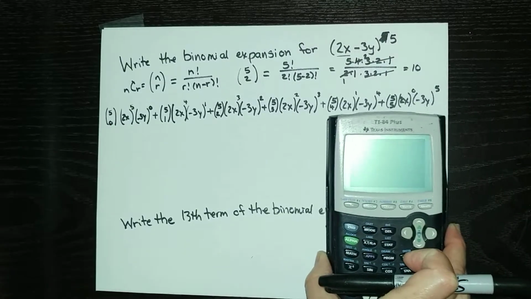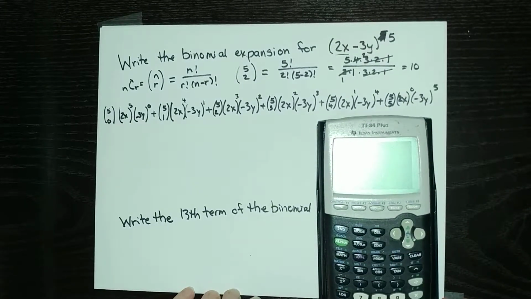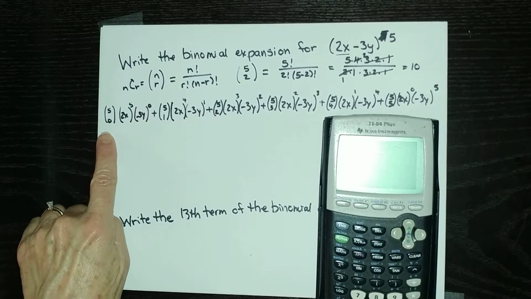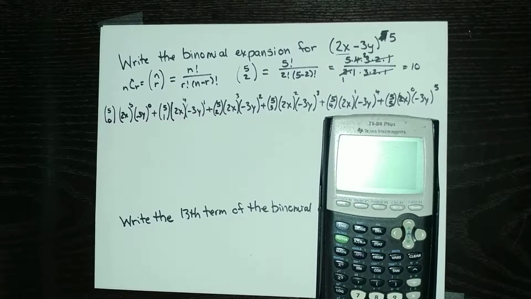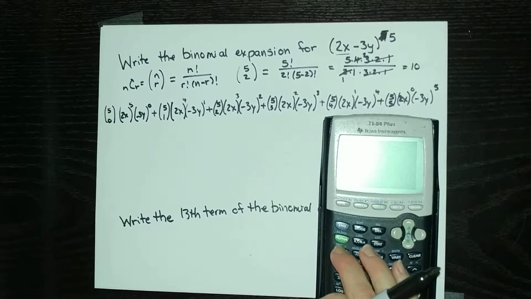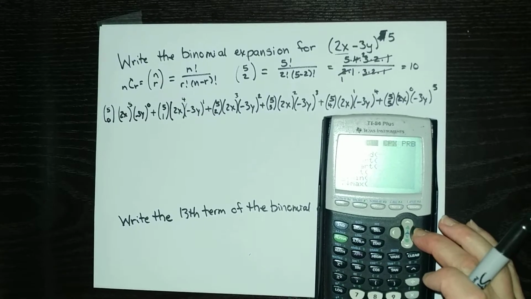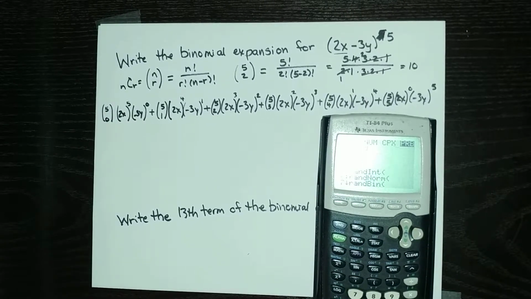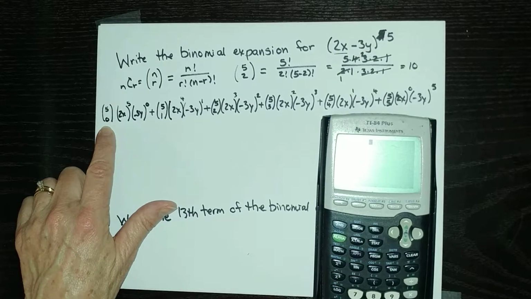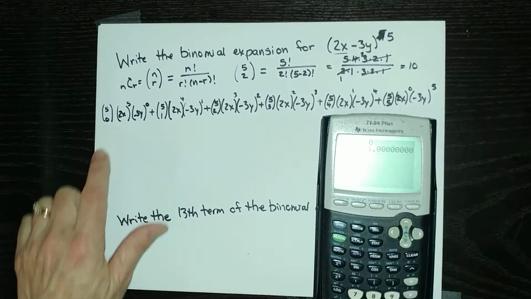Okay, so I'm going to go ahead and figure out the coefficients. I'm going to do 5 choose 0. On my calculator, I enter 5, then hit the math button, and toggle across to PRB, which stands for probability, and select 3, which is the C, the combination function. Then I enter the 0, 5 choose 0, and that tells me that it's 1.